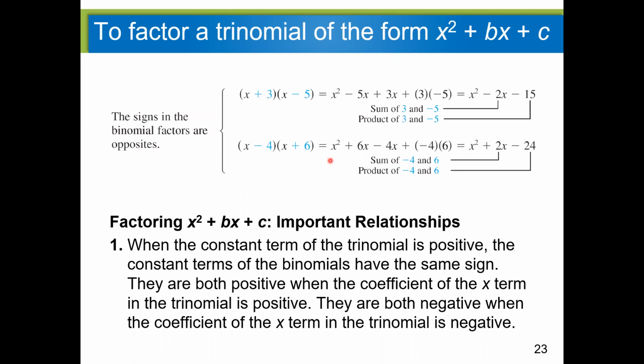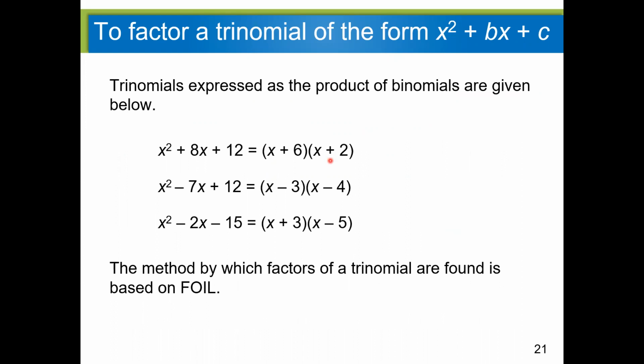When they are both positive, the coefficient of the x term in the trinomial is positive. When they are both negative, the coefficient of the x term in the trinomial is negative. What does that mean? Well, if b is negative, by definition both of these need to be negative, because remember, we're adding things together to form b. You can only add numbers together to get a negative number if they're both negative. Or if they're positive, but we'll get to that.